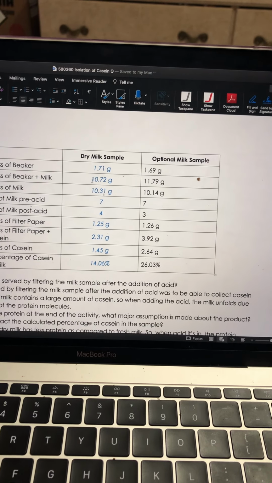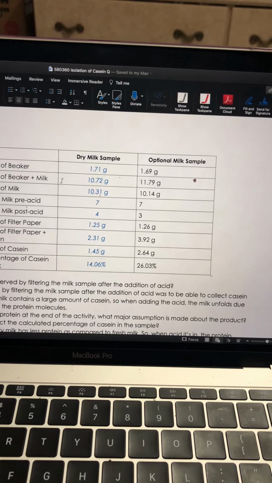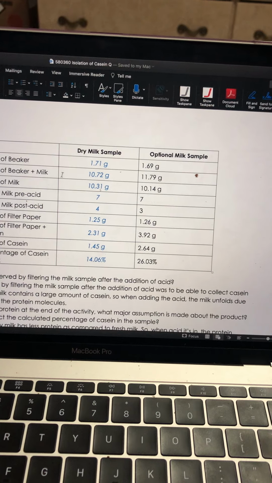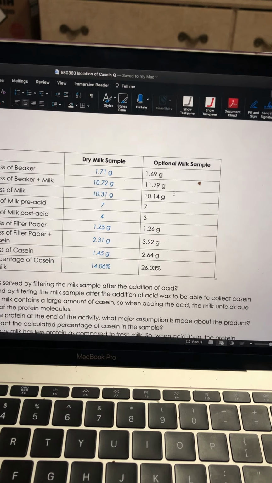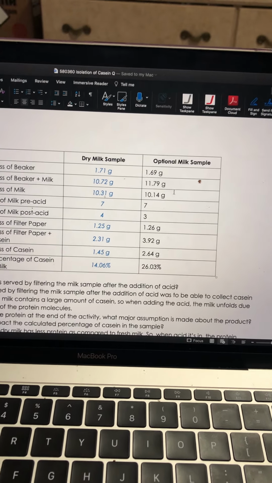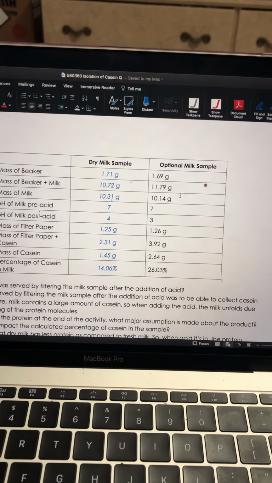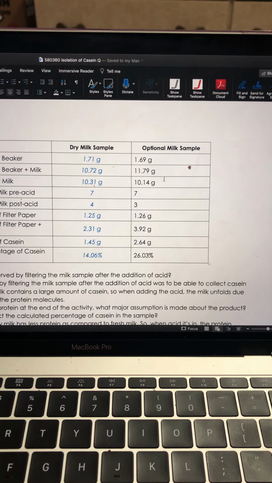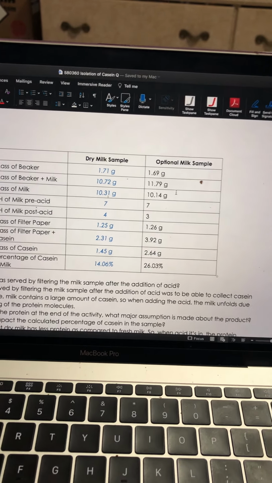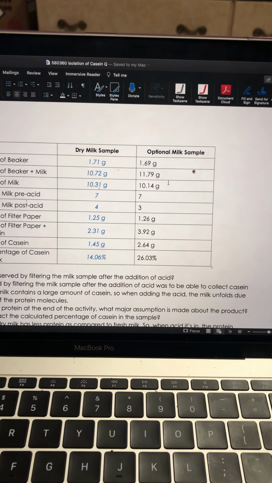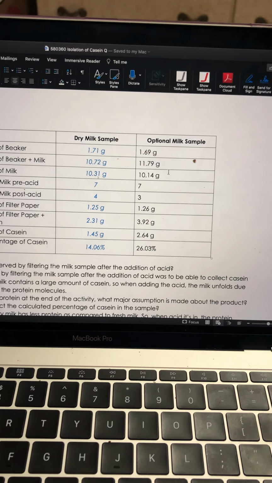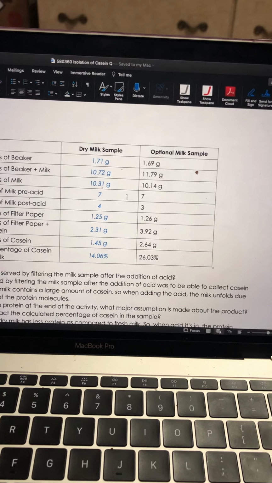And the mass of the beaker plus the milk was 10.72, and for the low fat, it would be 11.79. So therefore, the mass of the milk was 10.31 for the dry milk, and for the low fat milk was 10.14. The pH of milk pre-acid was 7, and 7 also for the low fat milk.